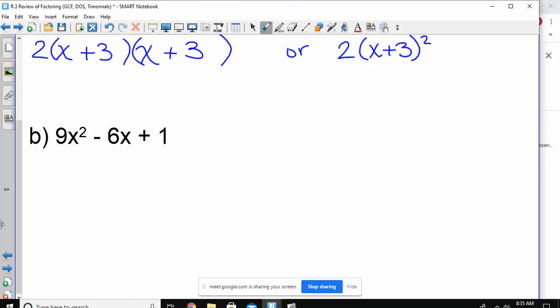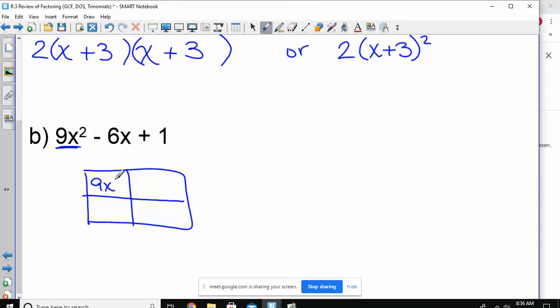What would I do on this? Can I pull anything out? No. Can I do my shortcut box method? No. So it's a trinomial. We have to do the full box method in this case. If the x squared has a coefficient, then you have to do the box. Remember, the squared term, the first number goes in this first box. Your constant goes in the last box here.